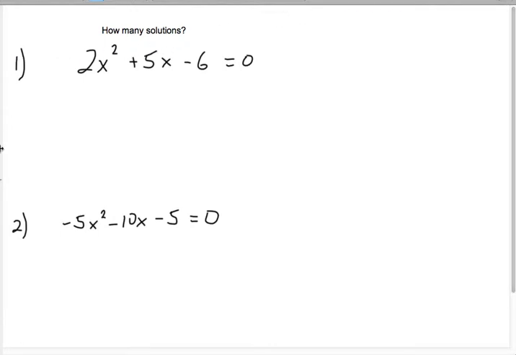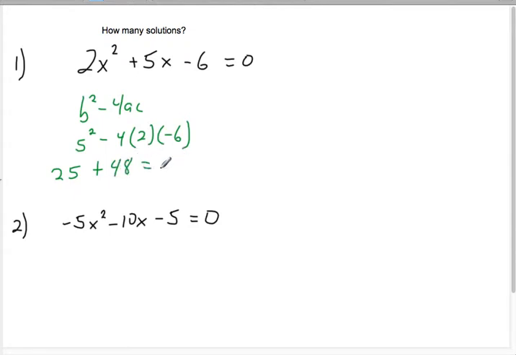Alright, so we'll just go right from the beginning. How many solutions will there be? So we're going to be using b squared minus 4ac. So we're going to get 5 squared minus 4 times 2 times negative 6. So we have 25 minus, and a negative times a negative is plus. So this is what, 24, 48. So we don't even really need to finish that. We know it's positive, so there'll be two solutions.